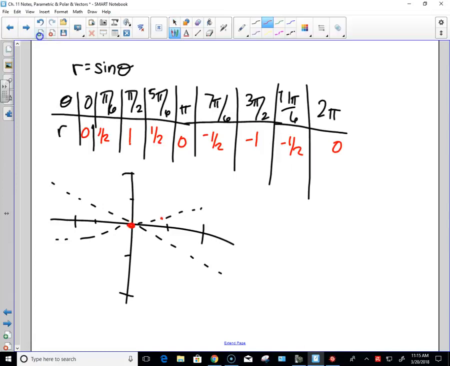Zero, 1/2, 1, 1/2, 1. This is from 0 to pi. What happens right here? Negative 1/2.